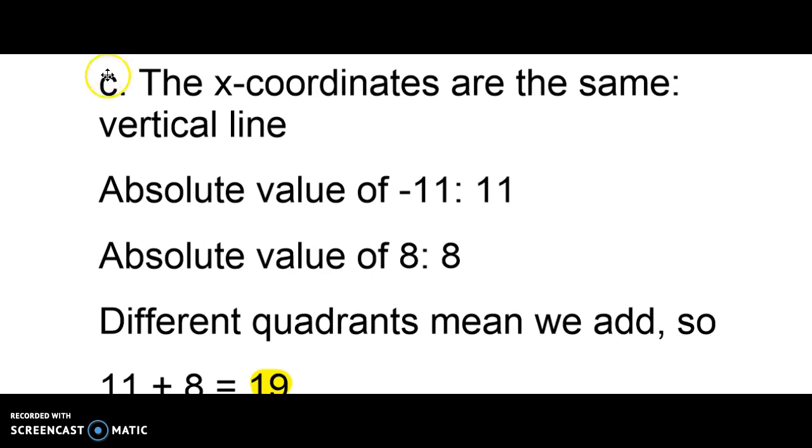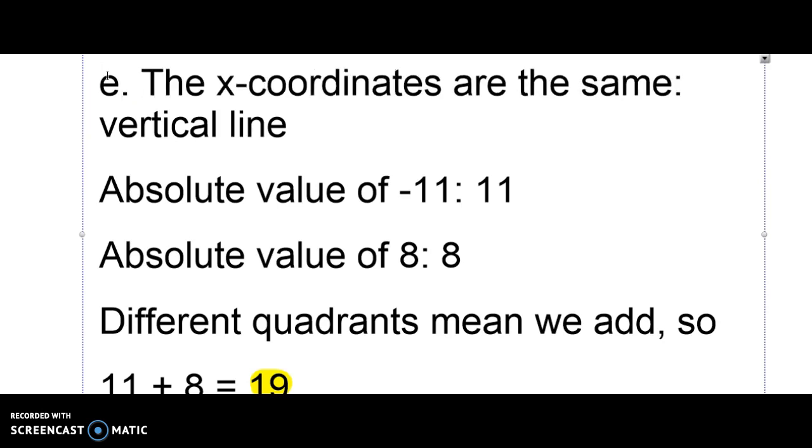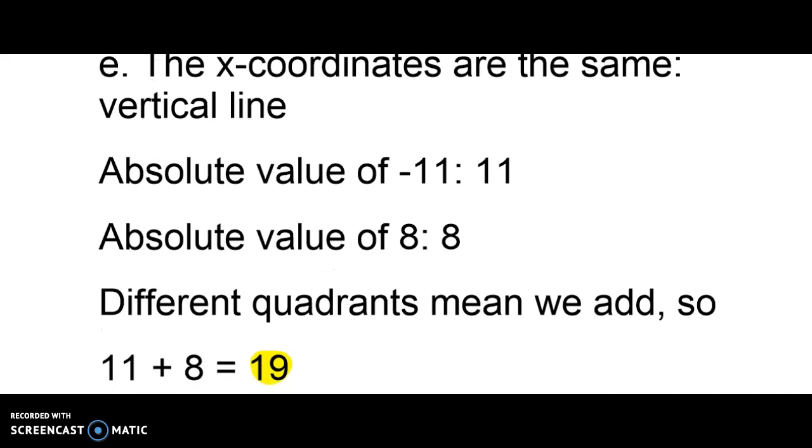Last one should be E. The x-coordinates are the same, which means it's a vertical line. The absolute value of -11 is 11. The absolute value of 8 is 8. Because they are in different quadrants, one is negative and one is positive, we're going to end up adding. So 11 plus 8 gives us 19. That is the final answer.